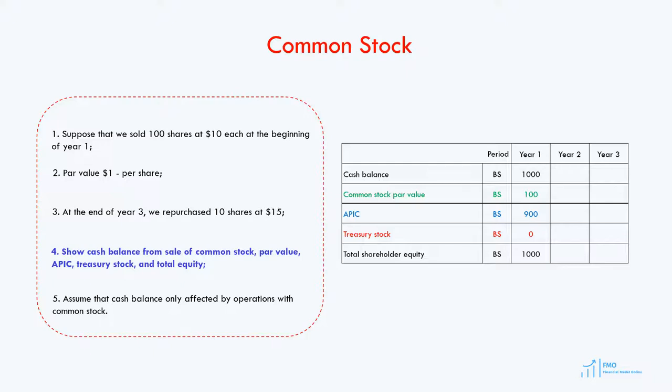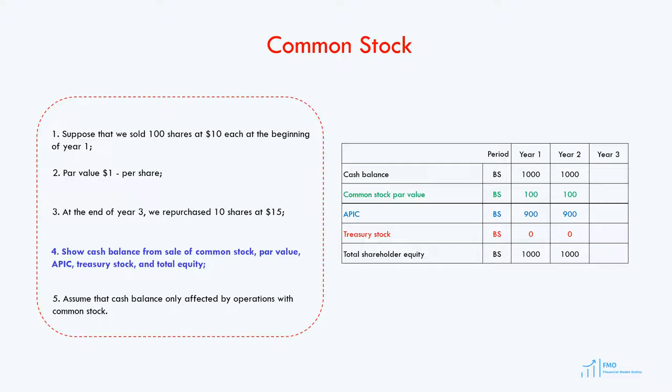In year 2, the cash balance does not change because the company did not perform any operations with shares. The common stock par value and additional paid-in capital will also remain unchanged. And finally, the treasury stock is still 0, since the company did not repurchase any shares. So, the total shareholder equity will be 1,000 in year 2.